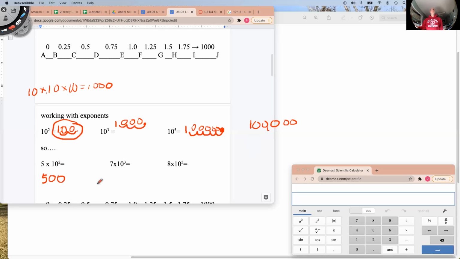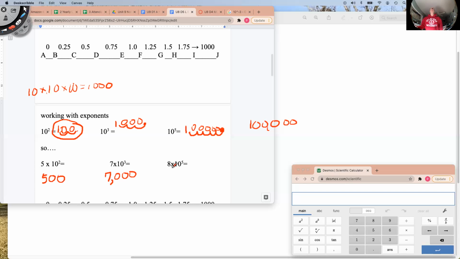All right, let's try the next one. This one says 7 times 10 cubed. What would the answer be to 7 times 10 cubed? That's right. The answer would be 7,000, because I'm going to take my decimal place, I'm going to move it 3 times, and that happens to just be where the comma is. It'd be 7,000.